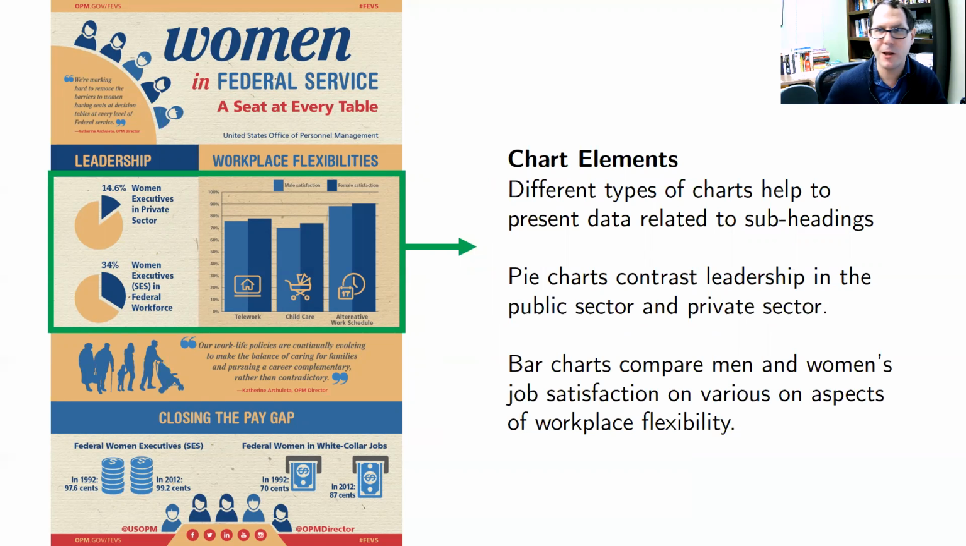Chart elements. Different chart elements help to keep people's attention. The pie charts are looking at the contrast of leadership in the public sector versus the private sector. Maybe that's an interesting story to tell. I could quickly pick out from that if we're looking at the private sector, you only have about 14% of women in top leadership positions, but it's more than double that in the federal service. So that's interesting, and I can pick that out quickly. I pivot over, I'm looking at the bar charts, and I'm looking at a comparison of men and women and job satisfaction in a couple different dimensions, and so that's interesting. I can fairly quickly pick out that information, and the graphics are effective there.